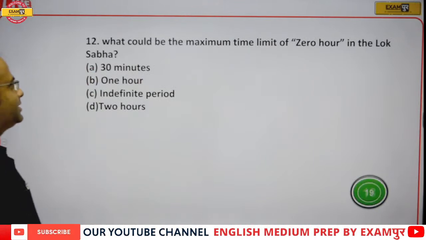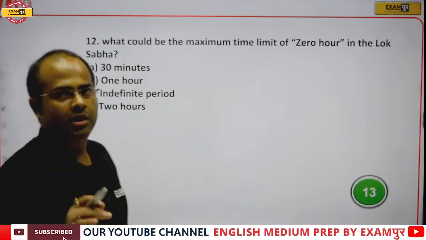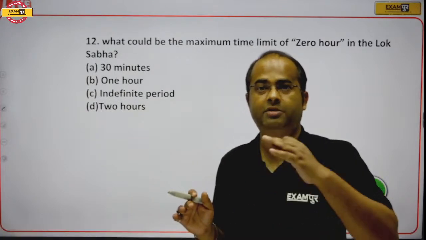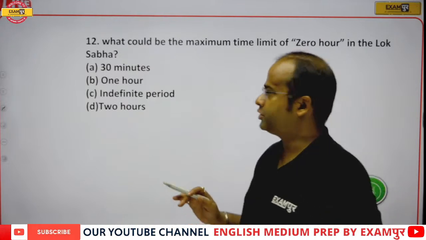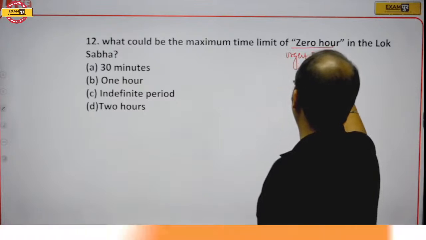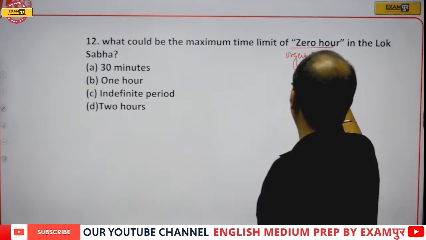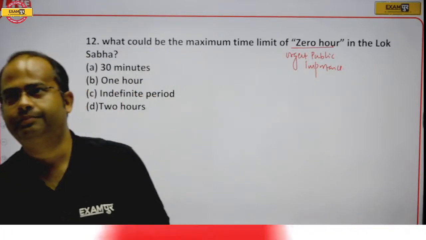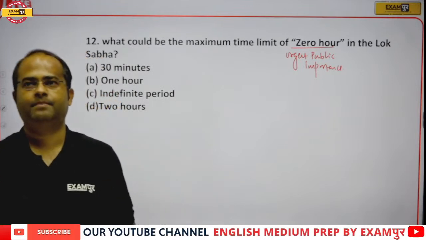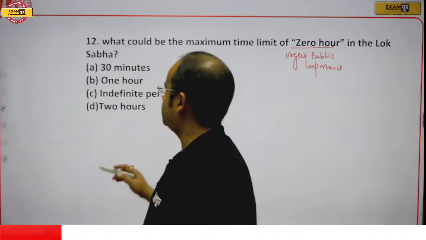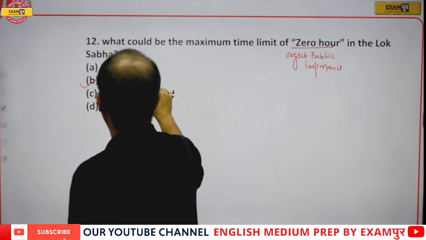The next question is, what is the maximum time of the 0 hour? 0 hour is a concept of the Indian parliamentary system where questions of urgent public importance can be raised. So what is the maximum time of 0 hour? The maximum time period of 0 hour, my dear students, is 1 hour.